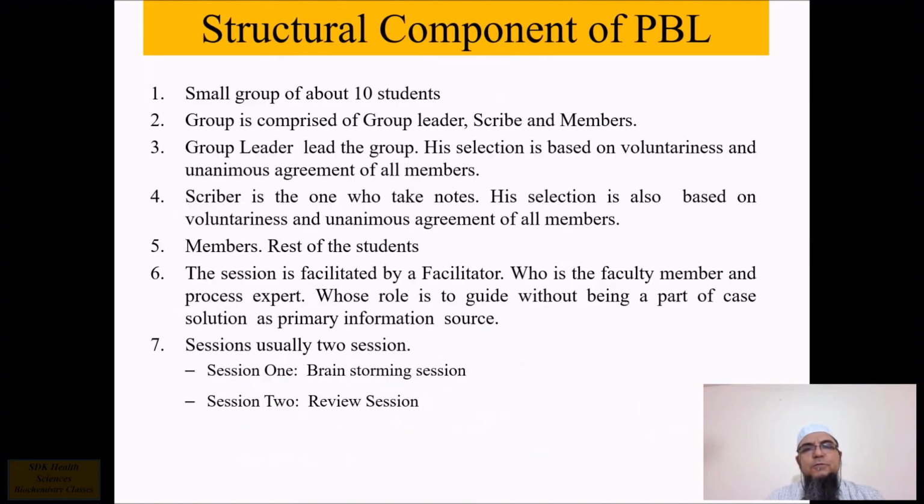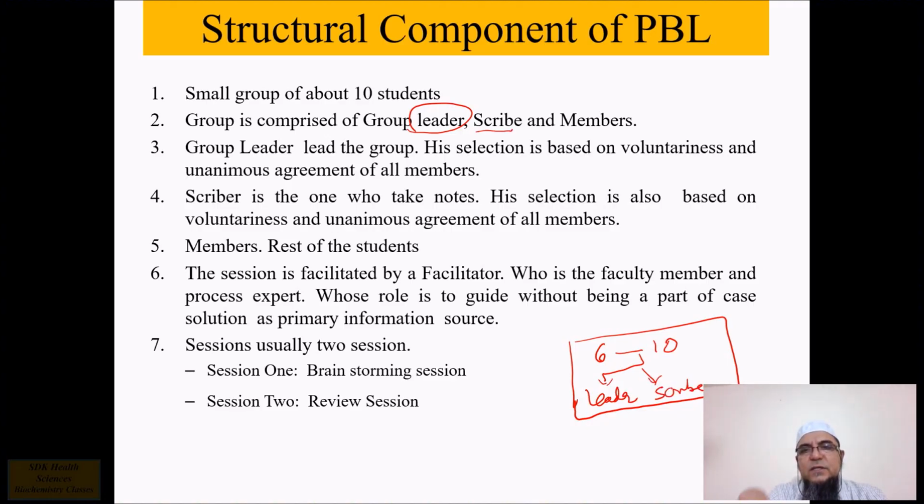Now, what are the structural components of problem-based learning? Problem-based learning is actually a group study. It comprises a small group of about 10 students, sometimes 6 to 10 students. So it is a small group study. And a group is comprised of three major components. Number one is a leader. Number two is a scribe who writes the things. And number three, the rest of the members. The group leader, so this is the scribe and these are the members.